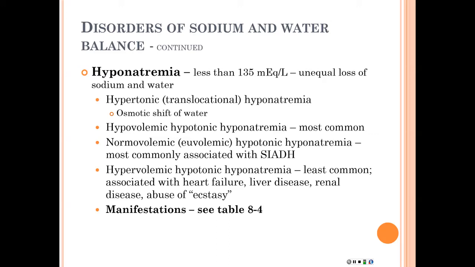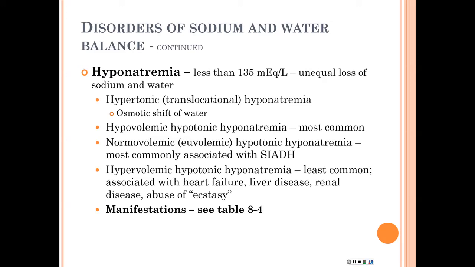In this condition, the term translocational should be key. We're going to have fluid moving out of cells into the interstitial space to dilute the sodium. That's how we get hyponatremia. Now, the reason this happens is that we have an excess of glucose. Glucose, like sodium, has osmotic characteristics, so it can pull fluid towards it.